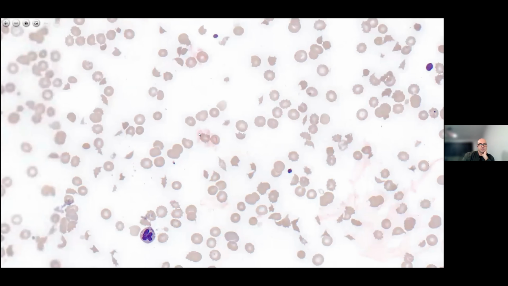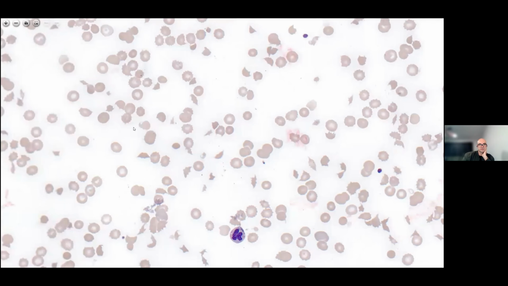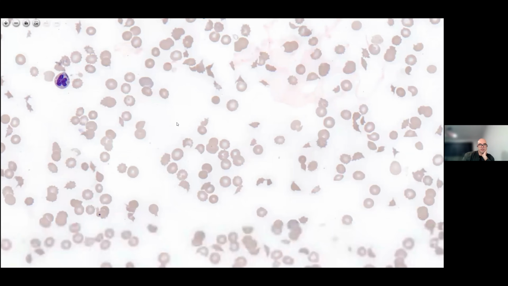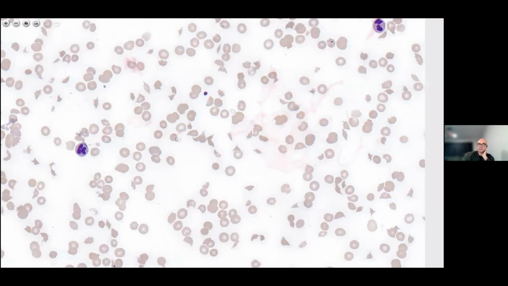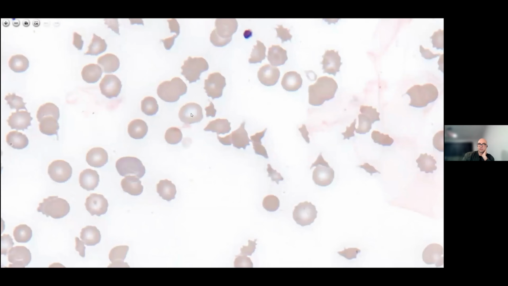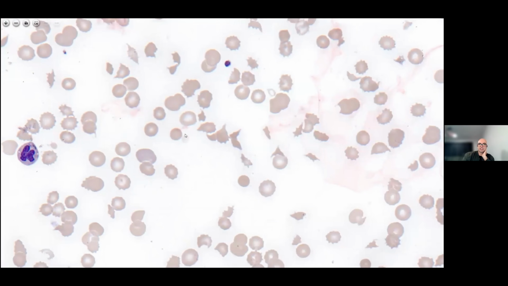Other red cell features that are present on the film: here is a cell that has no central pallor next to a normal looking red cell. And so this would potentially be a spherocyte. And sorry, I'm a little bit nervous, so I jumped a little bit ahead of myself.